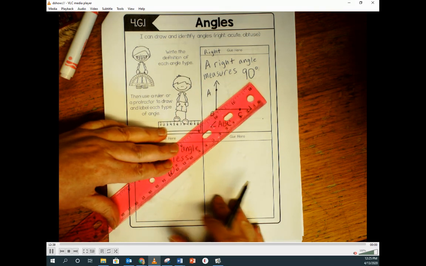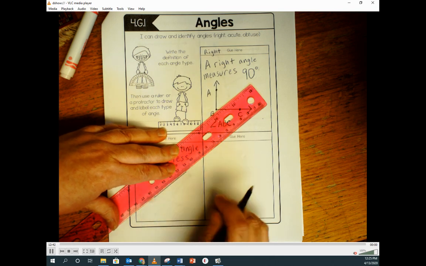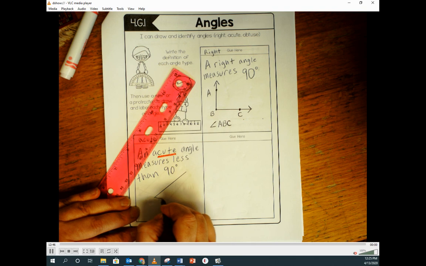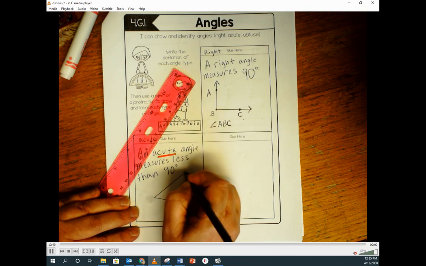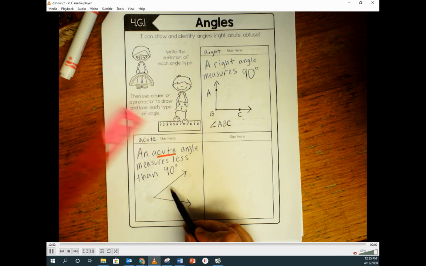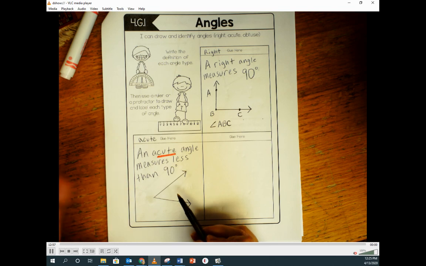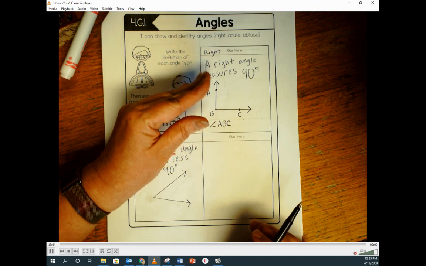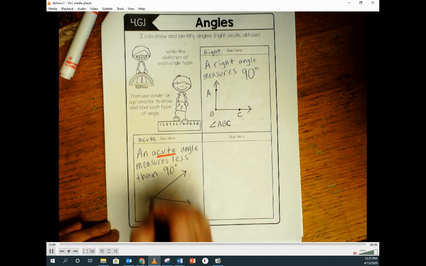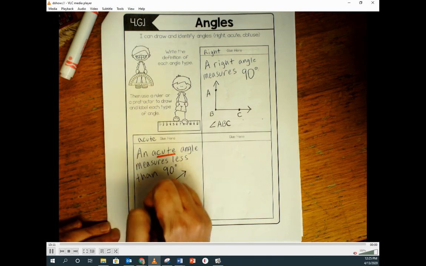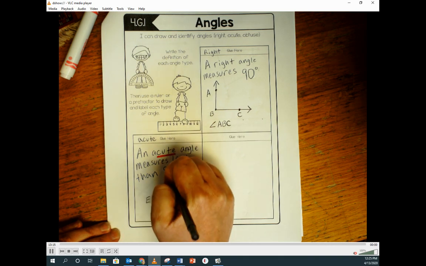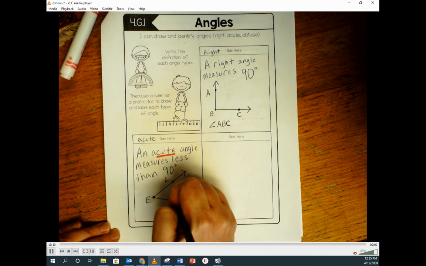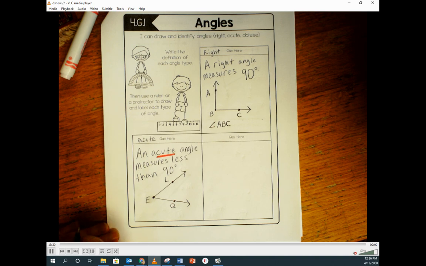Okay, you can use your straight edge. You don't have to, you can just draw it. But when we use our ruler as a straight edge, it helps us to make straighter, neater lines. So I'm just trying to draw an angle that is less than 90 degrees and label it with some points. So for the vertex, I'm going to put an E, and on one of the rays, I'm going to put an L, and on the other ray, I'm going to put a Q. It doesn't matter what letters you use.